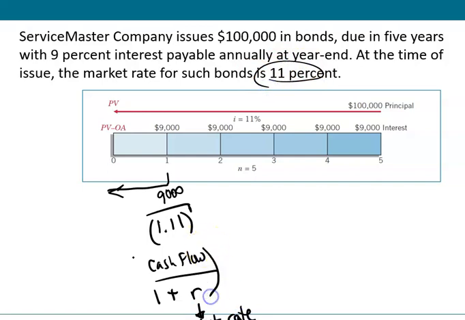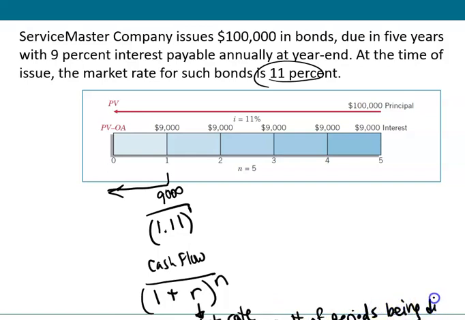But we can't stop there. In this period we can, but in future periods we can't. We're going to put that denominator, 1 plus r, to the n, where n is the number of periods we're discounting. So in this first period, we are going back 1 year, so our exponent is 1.